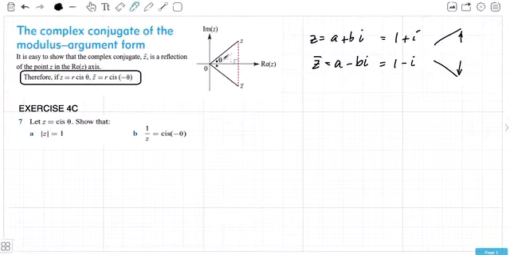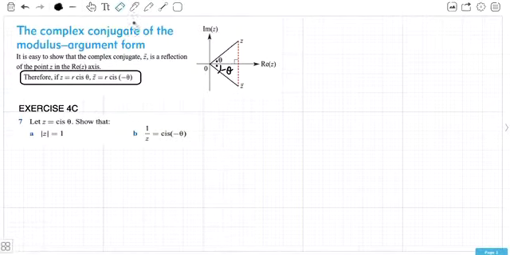What that also means is that the angle theta, which you would have in z, instead of being a positive angle, would be a negative angle because you're going down because of the reflection. So this angle inside here would be negative theta. So that's going to be useful for us in this question.